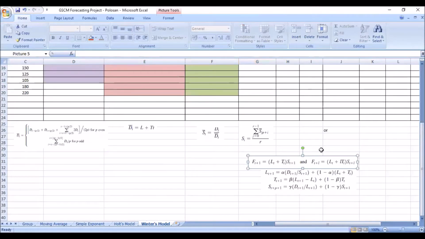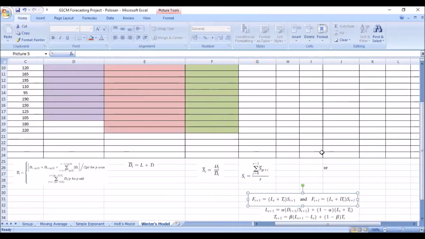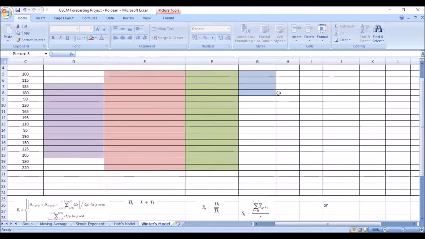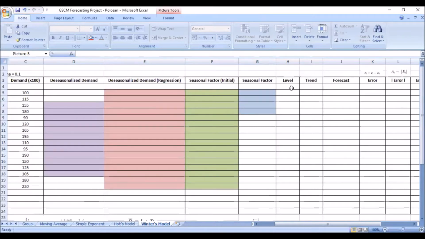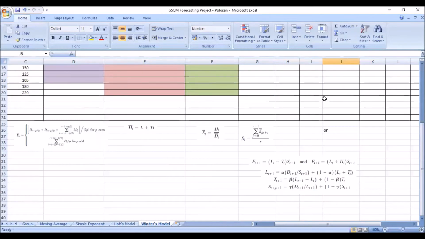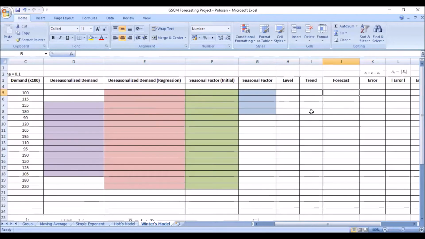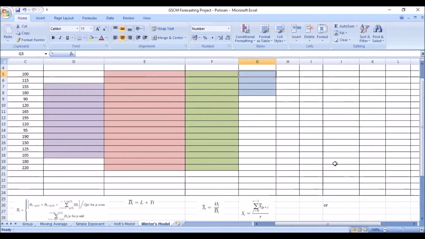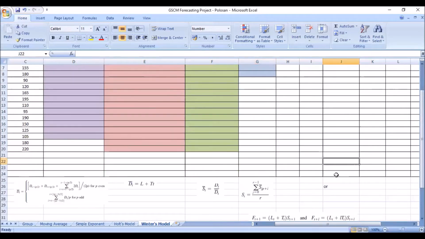So we can find the forecast from the seasonal factors, level and trend. The forecast is the previous level of a period plus the previous trend of that period, multiplied by the seasonal factor of that period. So let's say the initial level plus the initial trend, multiplied by the first seasonal factor, gives the first forecast, and it is applied so on until the last period that has demand.